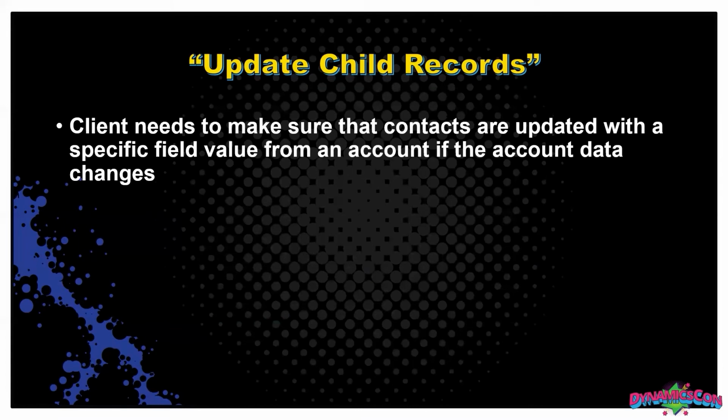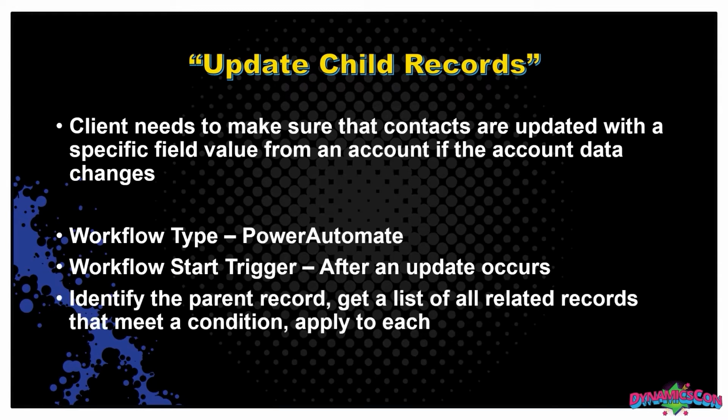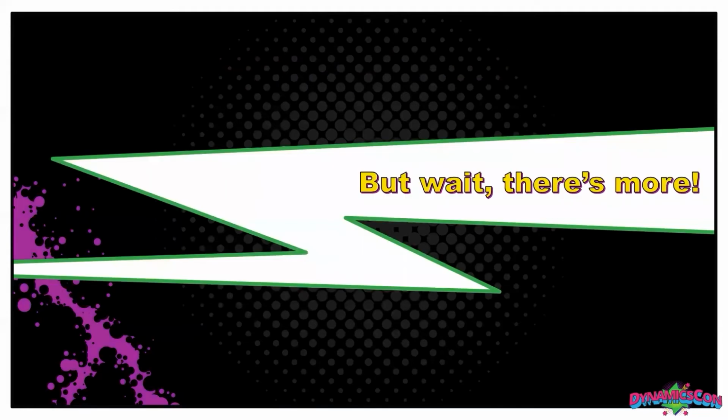We leveraged the relationship between a contact in a hospital and an account in the hospital. So what we did is we used PowerAutomate, and we said after the record gets updated, we're going to identify the parent record, get a list of all related records that meet a condition, and apply that data to each of those records that we just identified using the list.